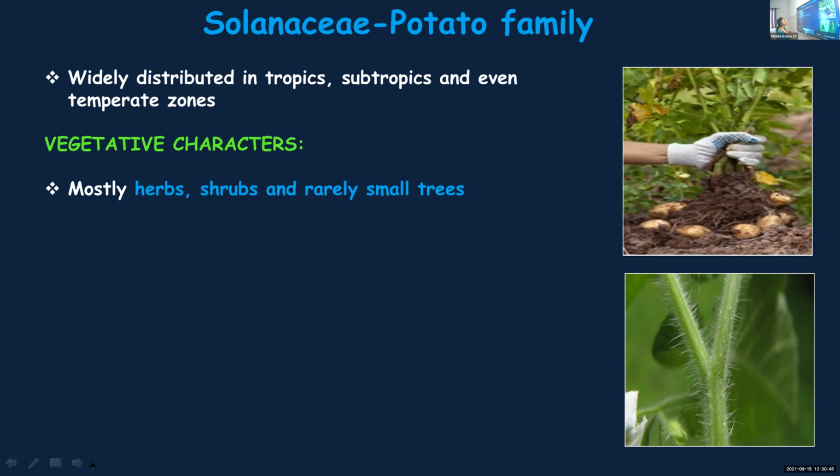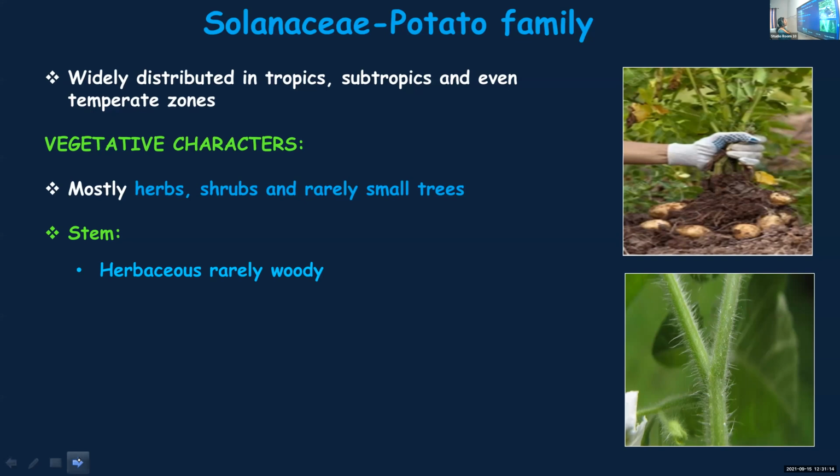Mostly herbs, shrubs, and rarely small trees. The majority of the members are herbs and shrubs. You know what herbs, shrubs, and trees are. Most of them are herbs and shrubs, but some of them are trees. Now coming to the stem: herbaceous, rarely woody. So they are herbs, not having a very thick stem. They are not very woody.